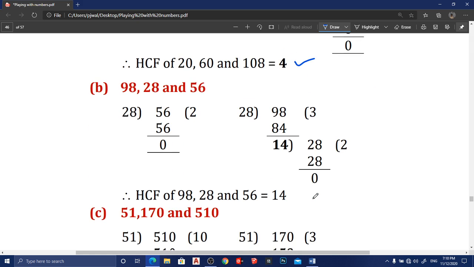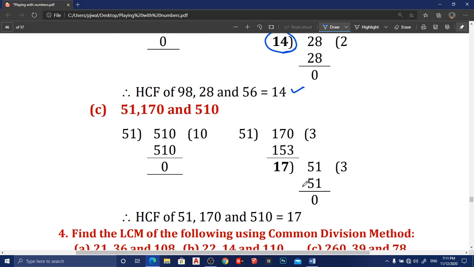Next, 98, 28 and 56. First I am taking 28 and 56. 28 2 times it can divide. 28 2s are 56, 0. So now divide this 98 with 28. 28 maximum 3 times is 84, 14 you are getting. So now divide this 28 with 14. 14 2s are 28, 0. So 14 is the HCF. 14 is the HCF here.